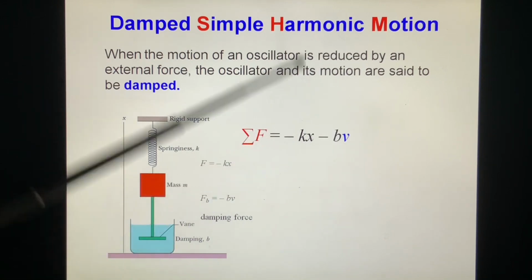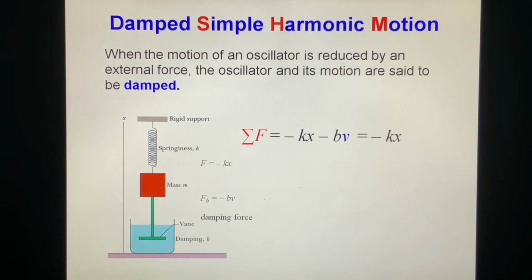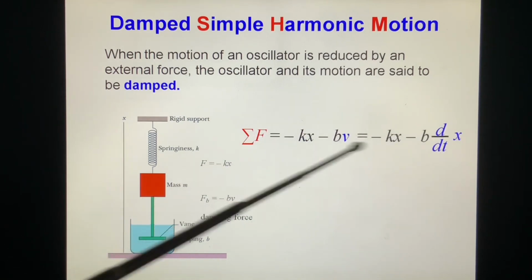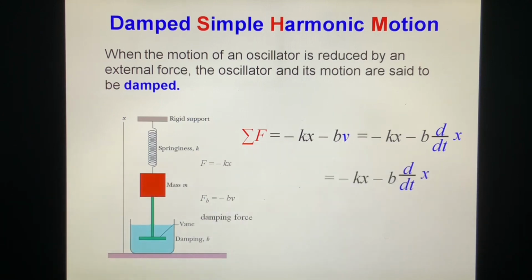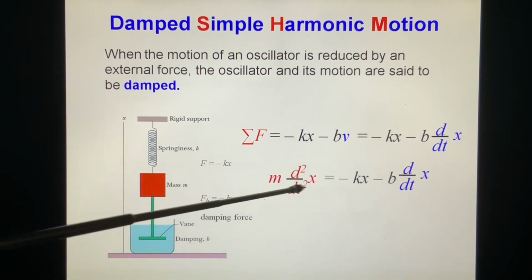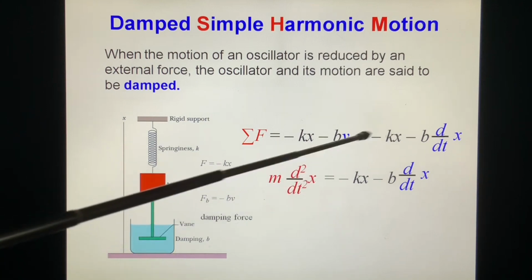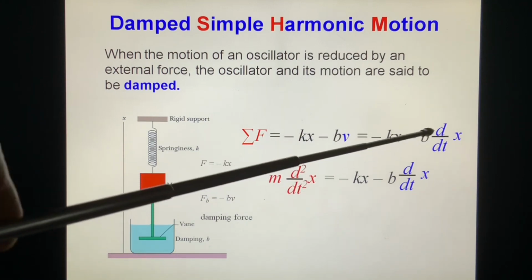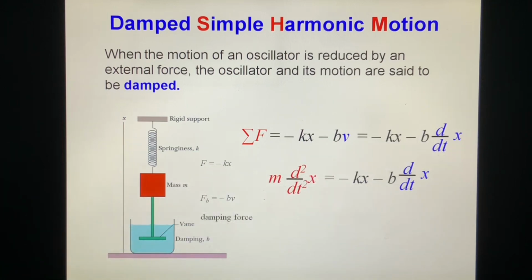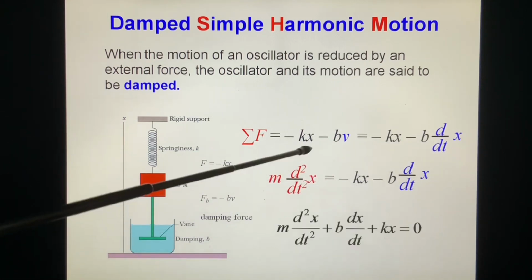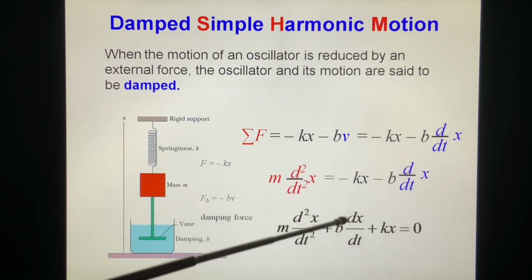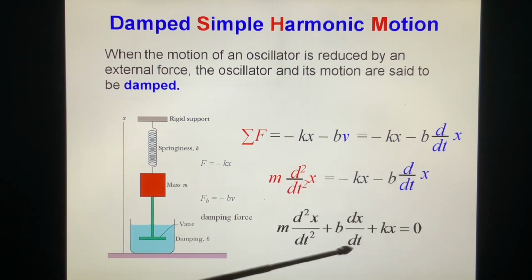What is this one? This is equal to dv/dt. Sigma F equals ma. Right? Yeah, this is equal to ma, which equals minus kx minus b dx/dt. Or this equation we rewrite it: m d²x/dt² plus b dx/dt plus kx equals 0.